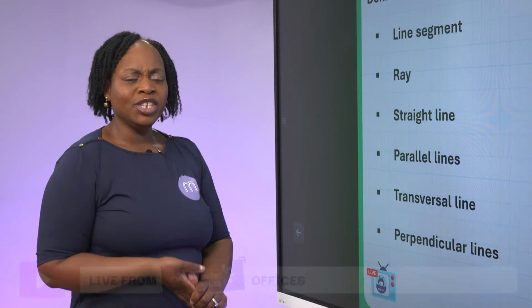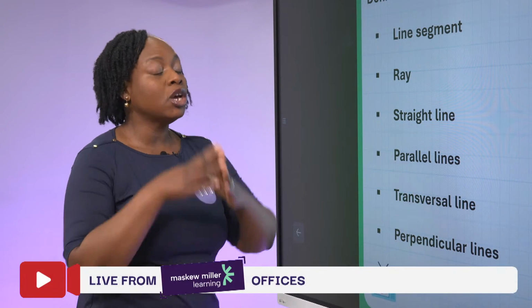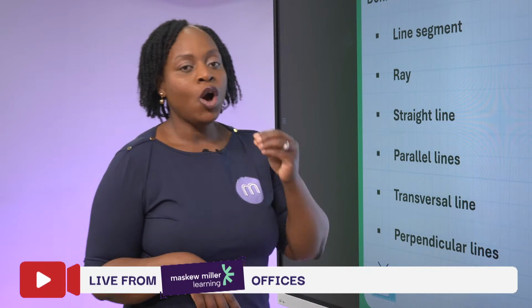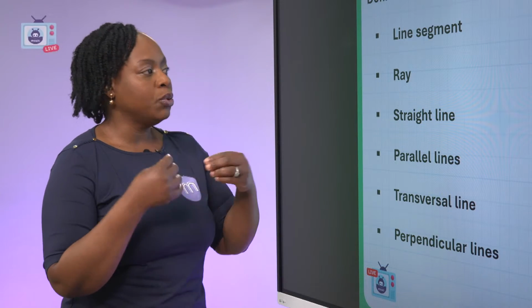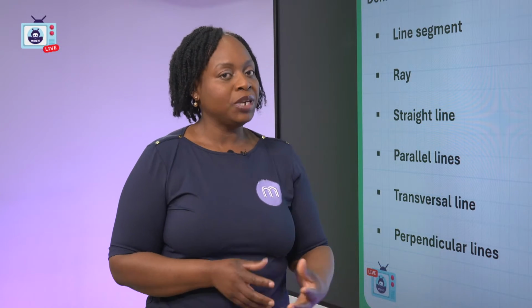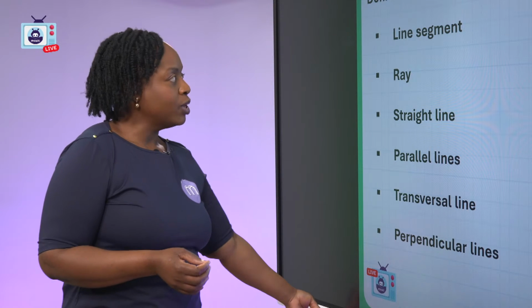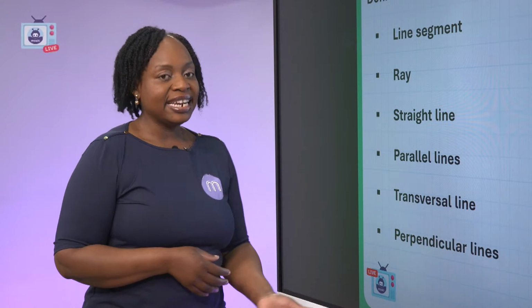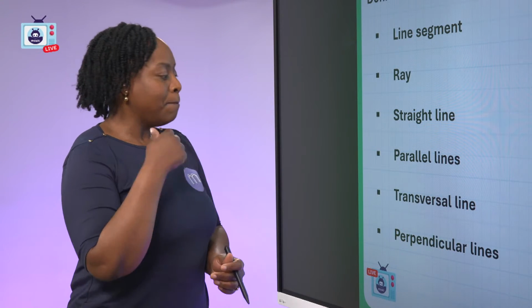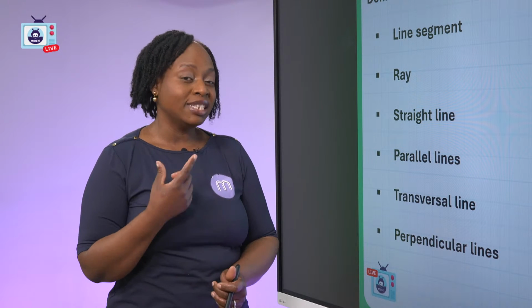What are we going to do in the geometry of straight line today? We're going to focus solely on the definition of the geometry of straight line. We have types of lines that are created and that we have to know and understand as we are in grade 7. So here you can see we have listed them. At the end of this lesson, we need to be able to define and distinguish or differentiate between different lines that we have. We have line segments, we have a ray, we have straight line, we have parallel lines, perpendicular lines, and something we call transversal line.